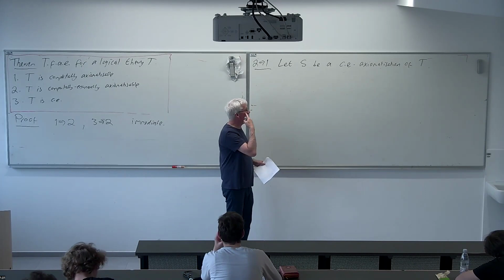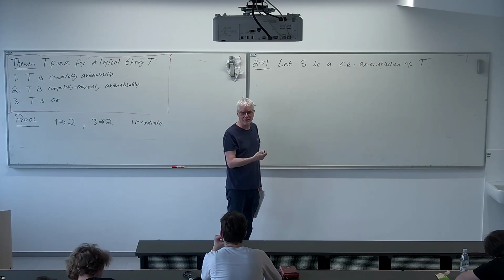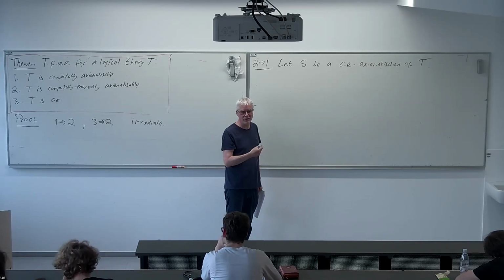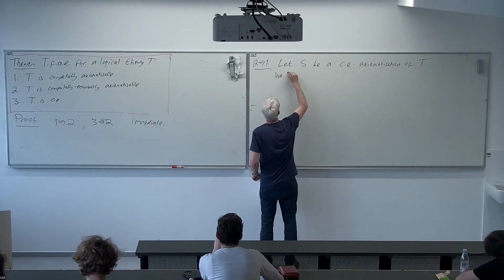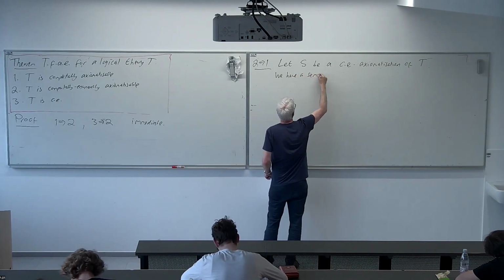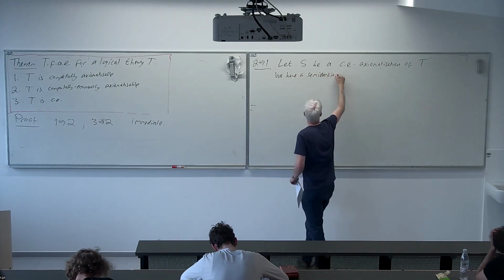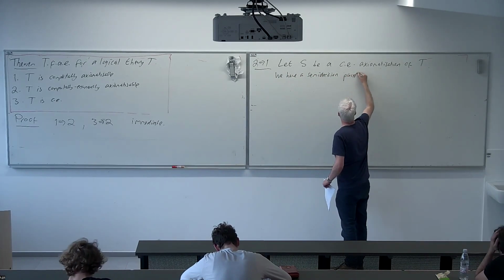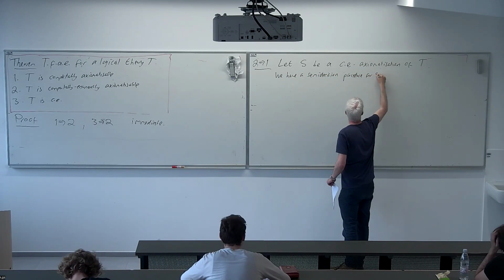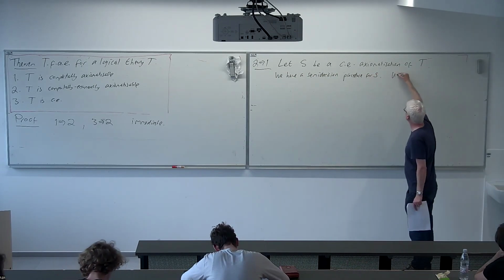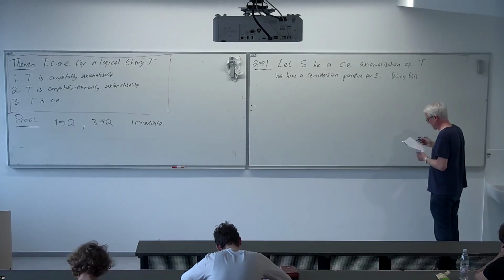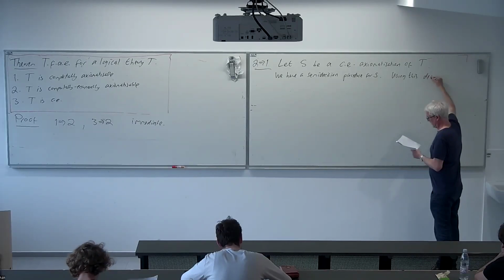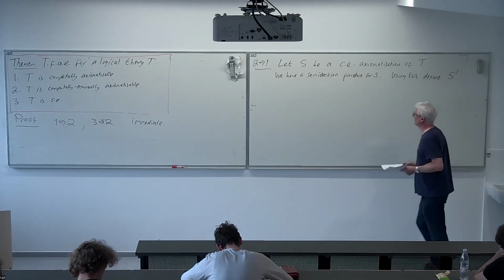So what we're going to do is use the semi-decision procedure we have for S, and then apply a clever trick, known as Craig's trick, after the logician Craig, who came up with this idea. So we have a semi-decision procedure for S. Using this, we're going to define a new axiomatization, S prime.